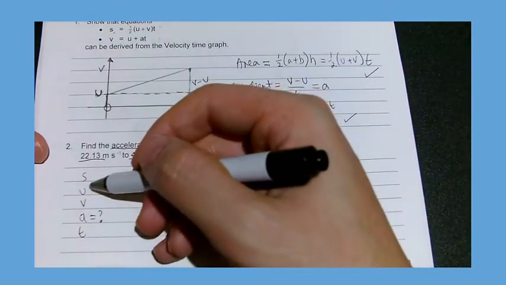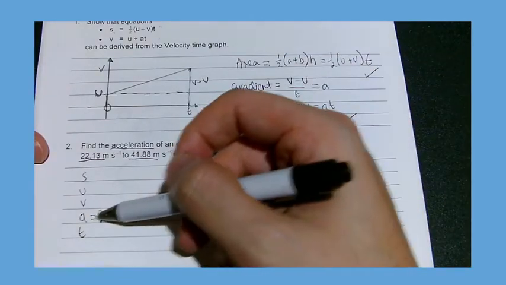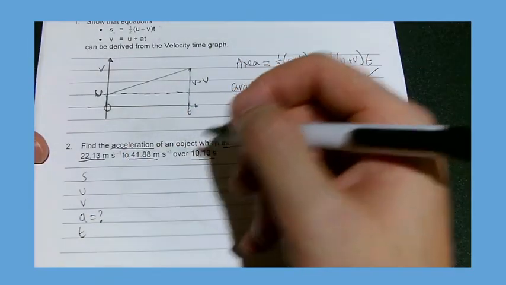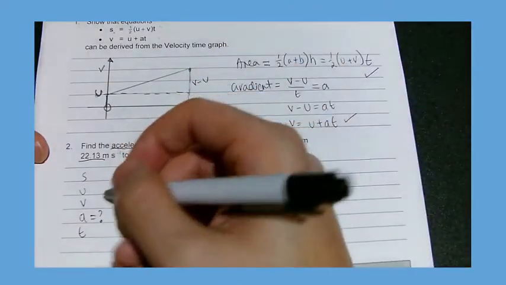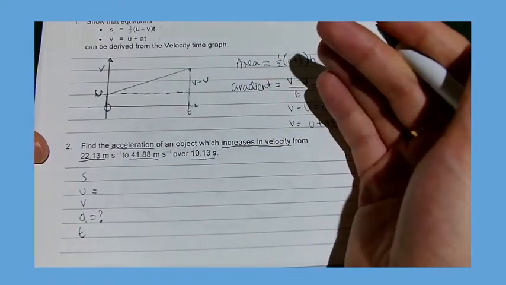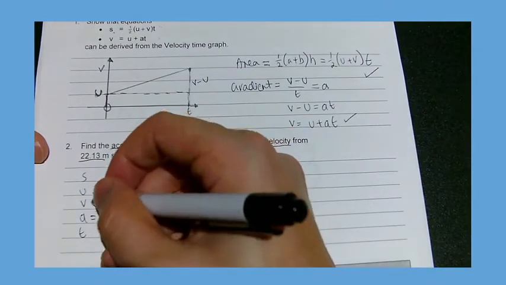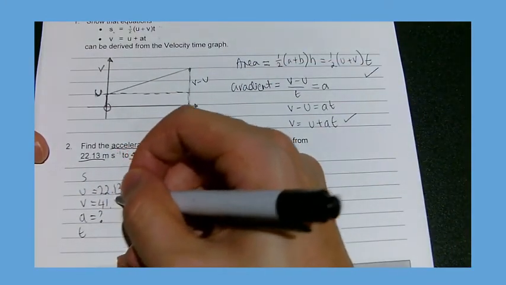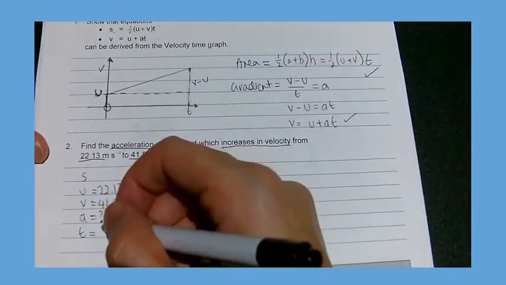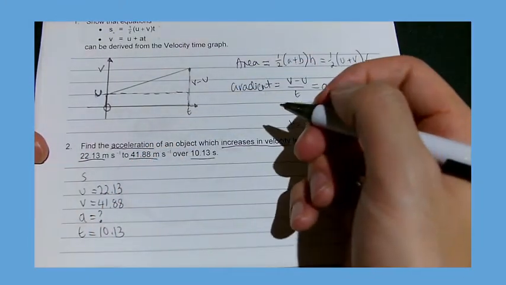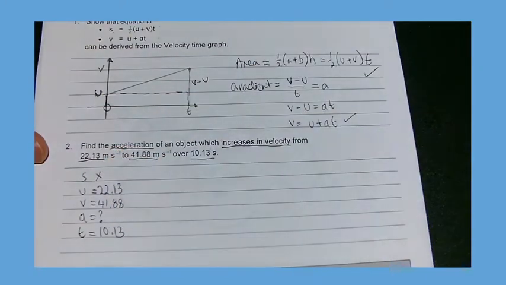Okay, so this format of writing SUVAT is quite common, so we use that just to write what we know. So we need to find the acceleration. It increases in velocity from 22.13 meters per second. Now if it increases from 22.13, that means we've got the starting velocity here of u, and it gets to a final velocity of 41.88. Okay, and the time period over which it does this is 10.13. We don't need to use displacement, so we can ignore that.